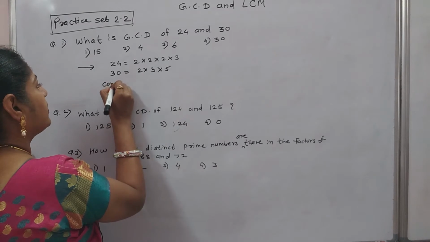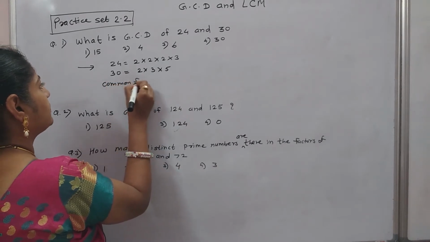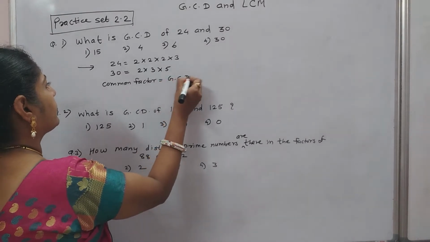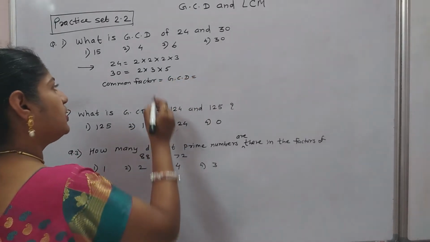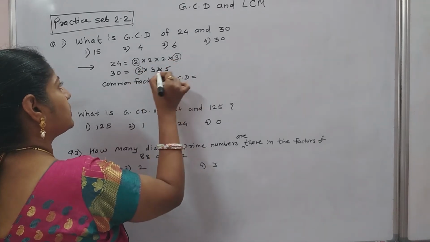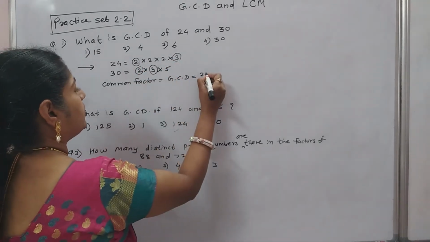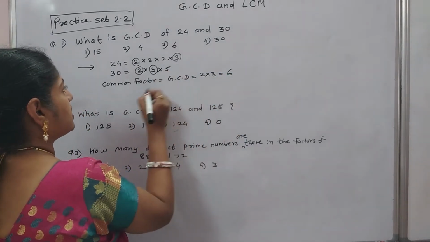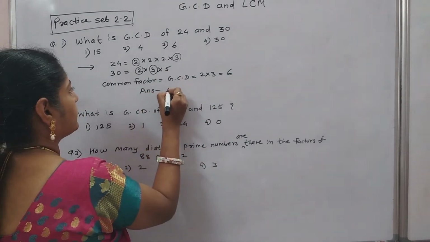Now the multiplication of common factors equals GCD. Common is 2, common is 3. 2 into 3, that is 6. So GCD equals 6. Answer is option number 3.